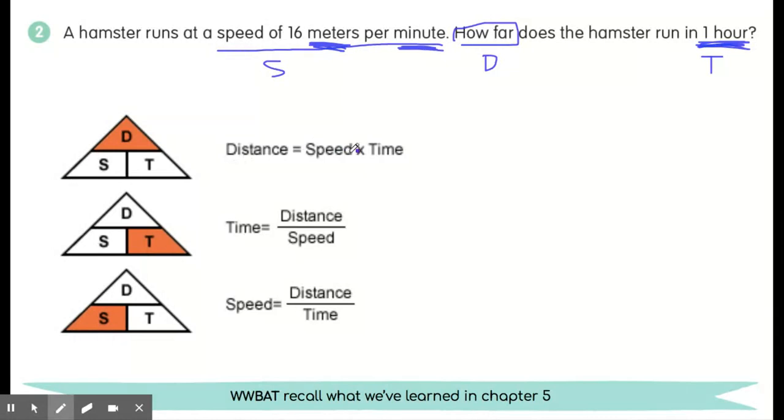We know that distance equals speed times time. That means distance will be equal to 16 meters times 1 hour. Now, since the hamster ran at 16 meters per minute, I'm going to have to convert hour to minute first. And I know that there's 60 minutes in 1 hour. So I'm just going to multiply 16 by 60, which gives me 960. And since the unit at the speed says meters, my unit for the distance will also be in meters.